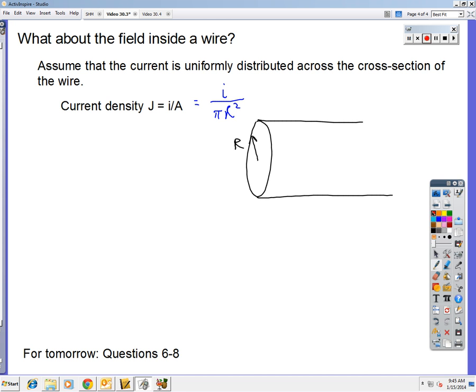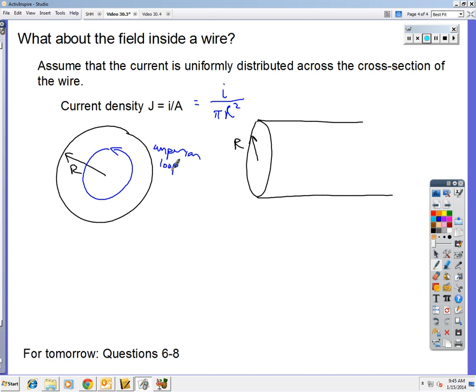What we'll do is we'll draw an Amperian loop inside the wire, and I'm going to draw an end-on view of the wire. So here's the wire, it's capital R, and we have current distributed across it. We'll draw our Amperian loop like that. And once again, because of symmetry, we expect B to point in the same direction as ds all the way around it.